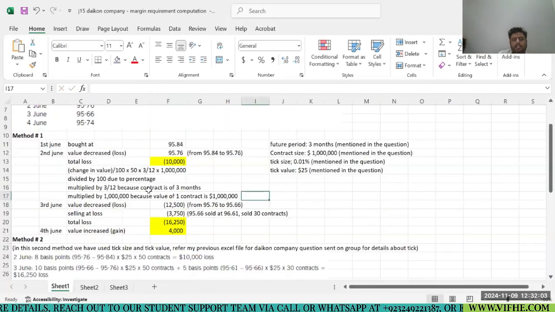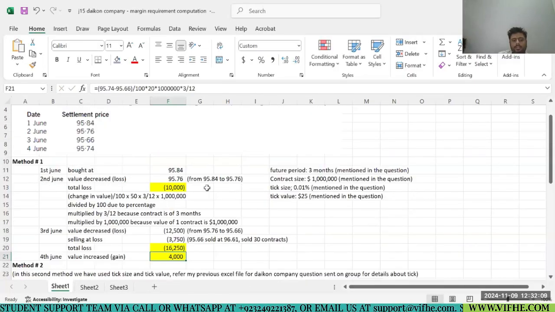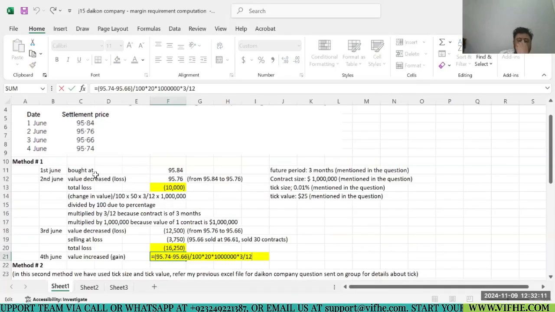All right. Now, on 4th June, there is a value increase. Why is there a value increase? There is an increase in value because on 3rd June, these futures were at 95.66. They are now trading at 95.74. So there is an increase in value divided by 100 because they are in percentage, multiplied by 20 because out of 50 you sold 30. So you are left with 20 only, into 1 million into 3 over 12. Are we all clear?